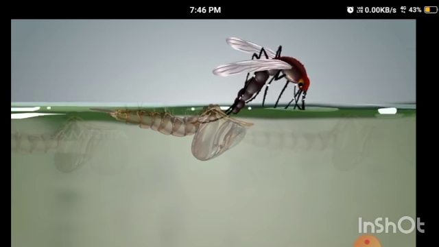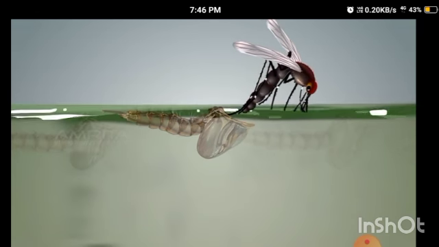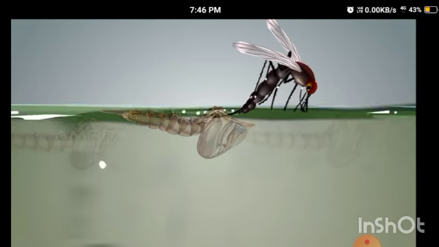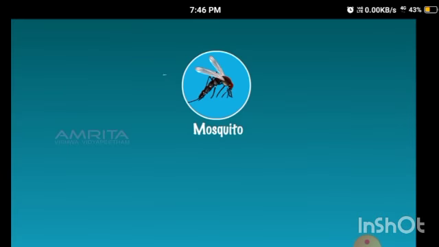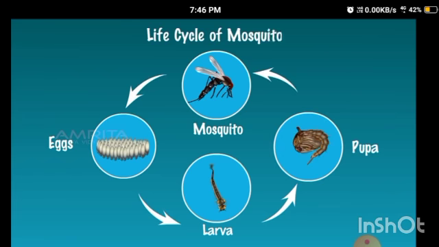The newly emerged adult rests on the surface of the water for a short time to allow itself to dry and all its parts to harden. The wings also need to spread out and dry properly before the mosquito can fly. Adult mosquitoes are made up of a head with two large compound eyes, a thorax, and a pair of scaled wings.